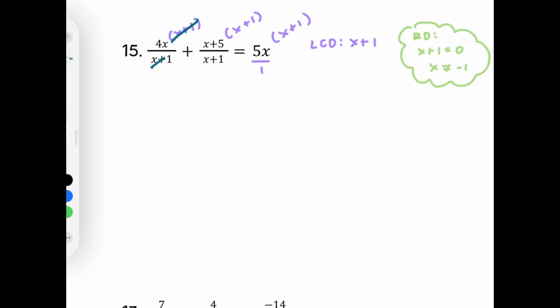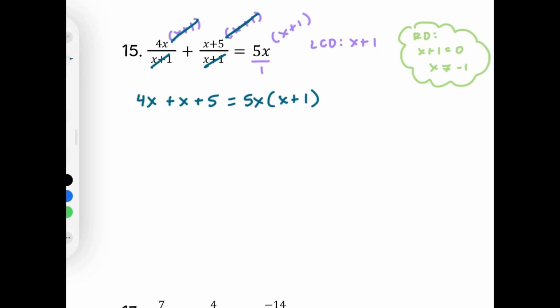So I have x plus 1 on the top and the bottom. So all I have left is a 4x. X plus 1 on the top and the bottom. So I have x plus 5. And then on the right side, nothing is going to cancel out. So we're just going to have 5x times x plus 1.